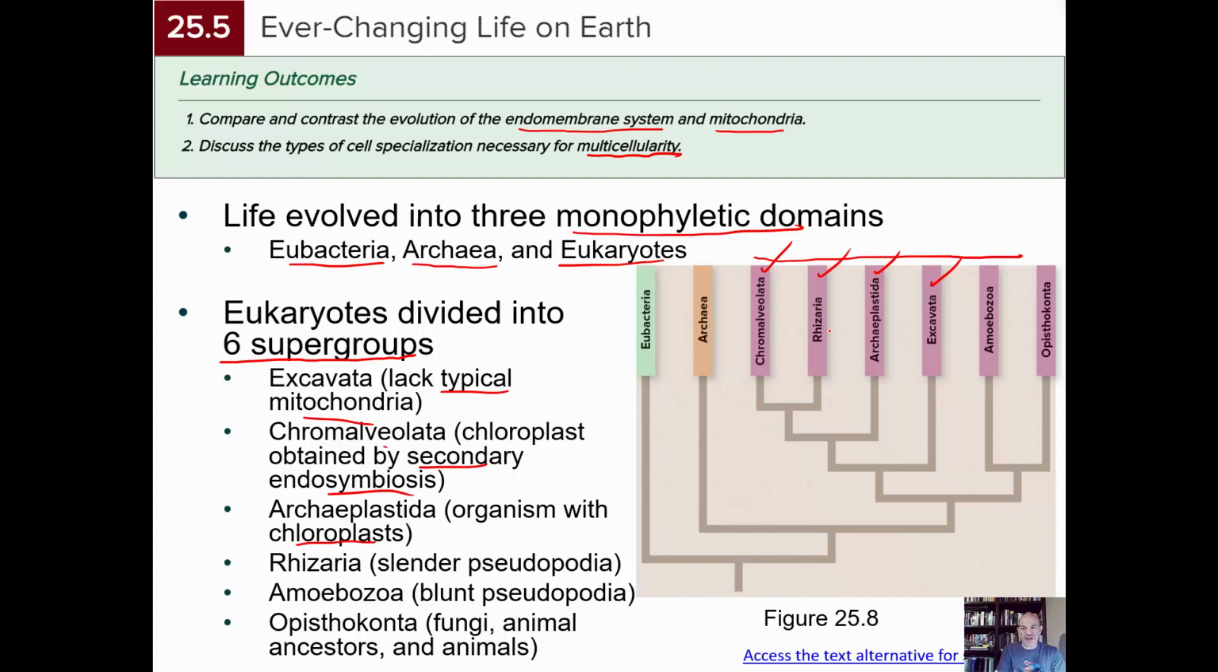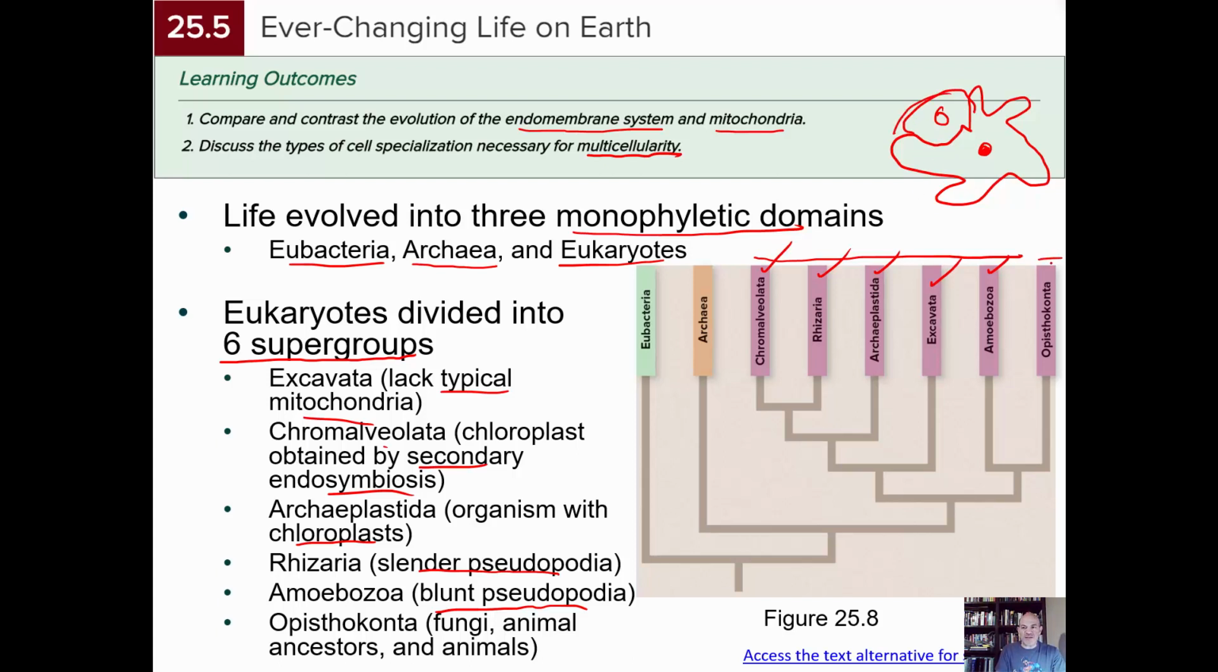Then you have the Rhizaria, and what characterizes the Rhizaria is slender pseudopodia. Pseudopodia translates to false feet. And then we have the Amoebozoa, and the Amoebozoa have blunt pseudopodia. And pseudopodia, when you look at these, are aquatic organisms, and pseudopodia are basically extensions of the cytoplasm, and the organism is capable of moving the cytoplasm around. It allows them to crawl on surfaces and to even swallow food particles through a process called endocytosis.